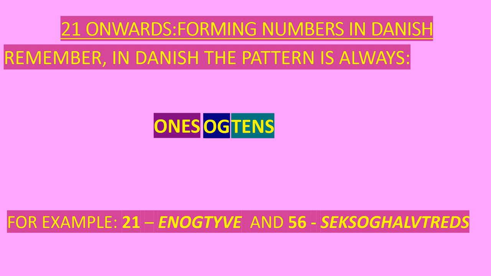For example, 21 is one og twenty. You say one first, then og, and finally twenty. 56 is six og fifty. You say six first, then og, and finally fifty. It might feel a little tricky at first, but with practice, it's easy peasy lemon squeezy. Just remember ones first, then og, and finally the tens. Let's get started.